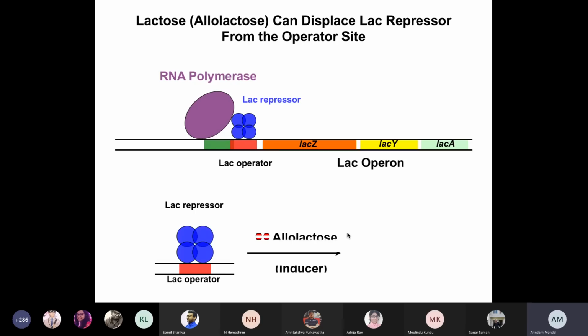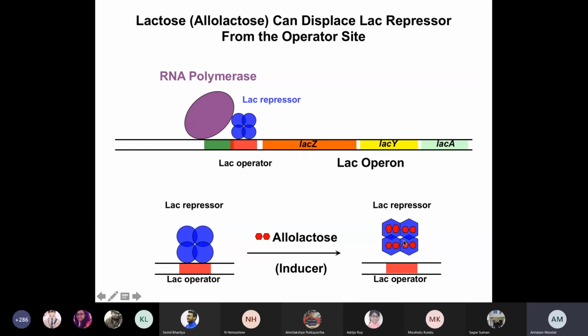this allolactose, once it gets produced, can bind to the lac repressor, and once allolactose binds the lac repressor, there is a conformational change, a change in the structure of the lac repressor, as a result of which the lac repressor can no longer bind to the lac operator. And once the lac repressor gets released from the lac operator, then the RNA polymerase can bind to the lac promoter and hence can initiate the transcription process.